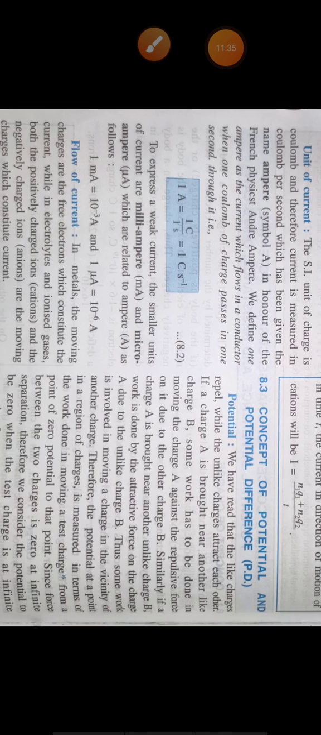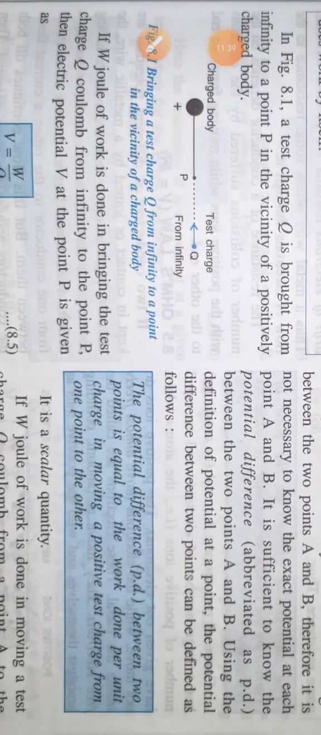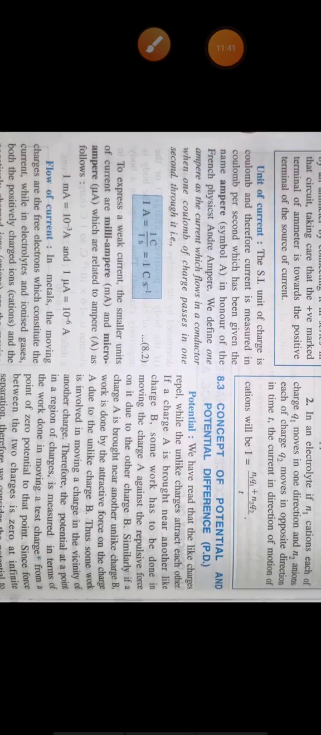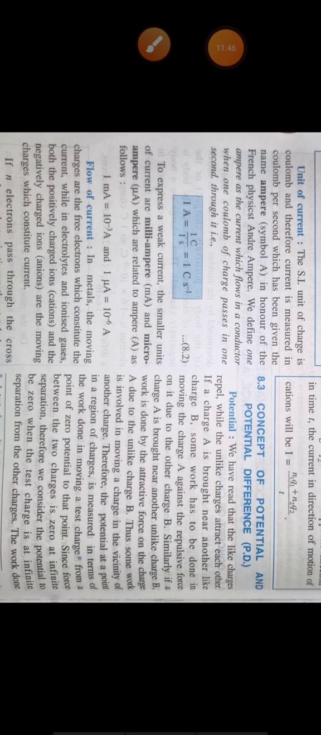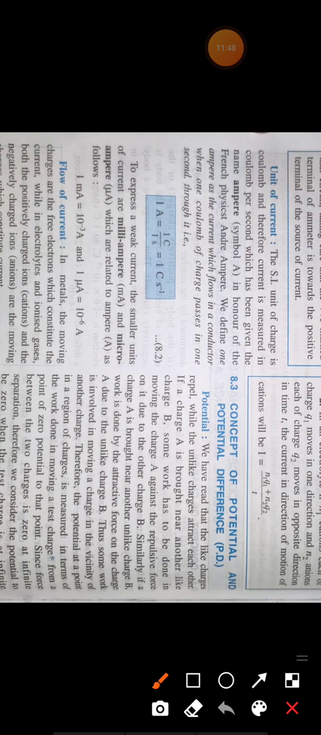Now consider potential and potential difference. We'll first talk about the potential difference. So suppose you have two water tanks.